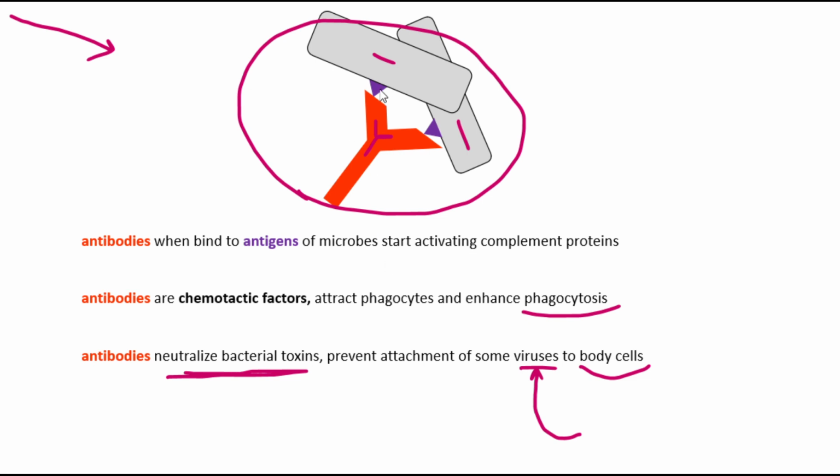Next, we notice that when we have complexes made of antigen and antibody attached together, these complexes actually start activating the plasma proteins referred to as complement proteins. And we know that when activated, complement proteins speed up and enhance many of our immune responses.